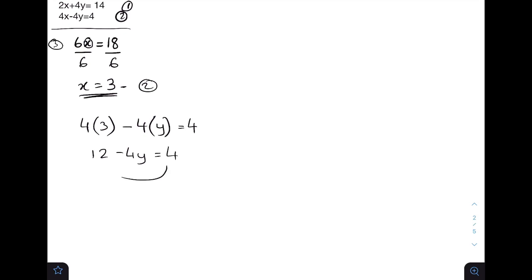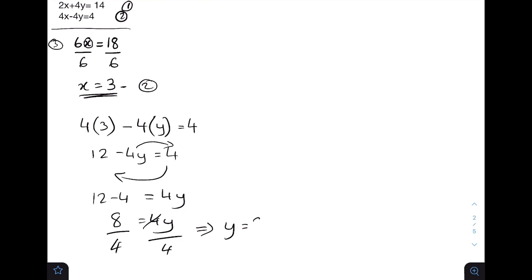We do a rearrangement, bring this over to the left, this over to the right. 12 minus 4 is equal to 4y, and that's 8 equal to 4y. Both sides are divisible by 4, we can see, to remove this 4 piece here. That gives us y equal to 2. So the solutions are when x is equal to 3, y is equal to 2.